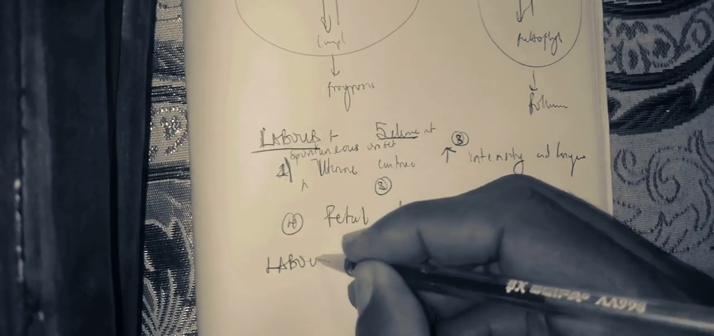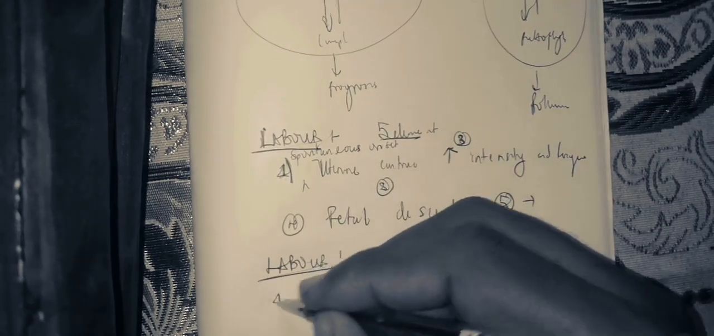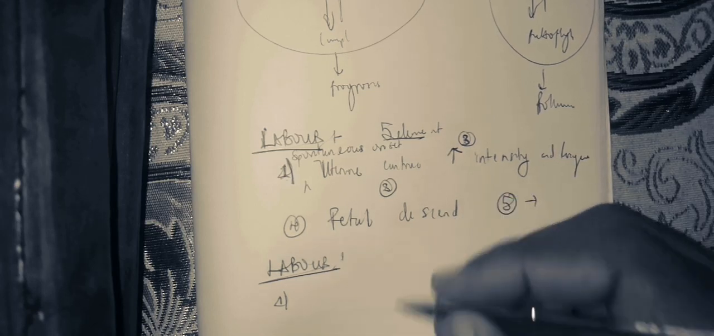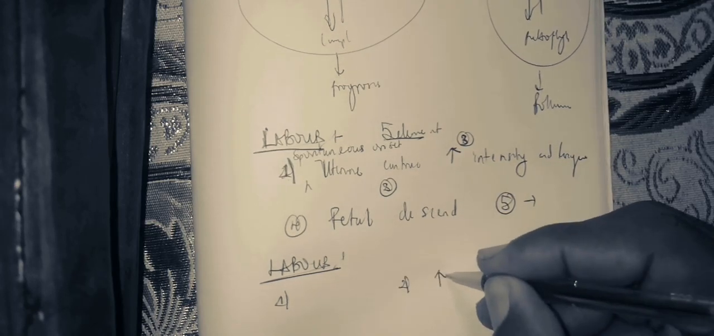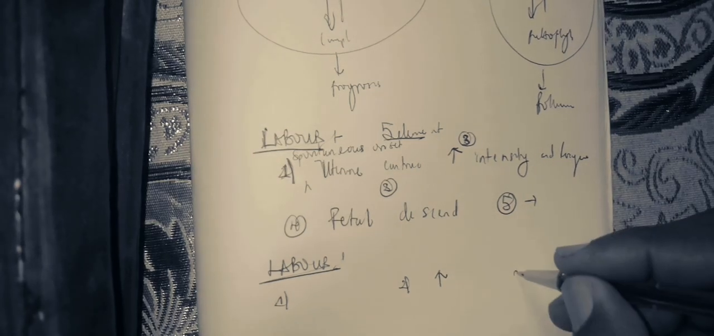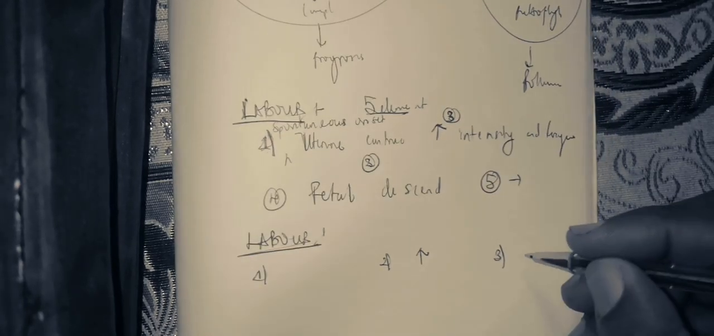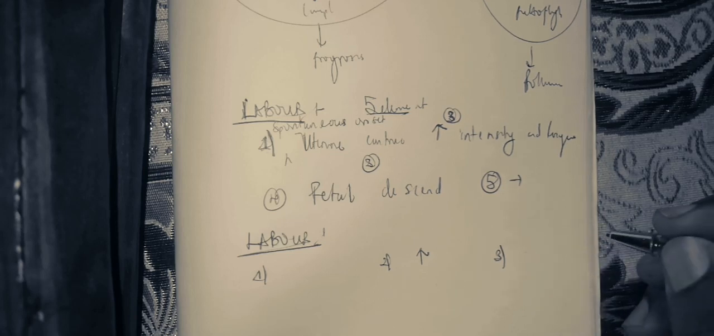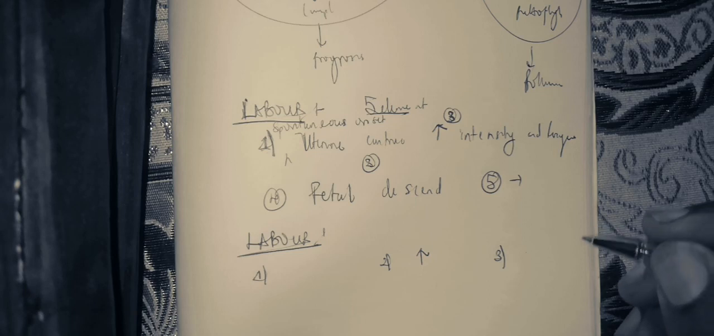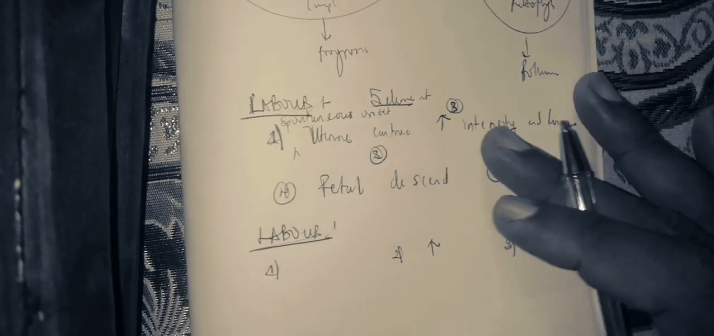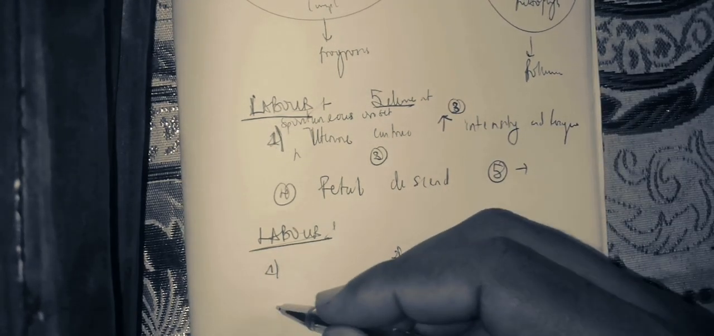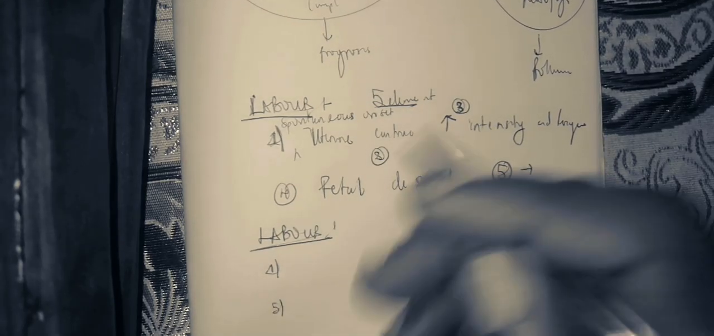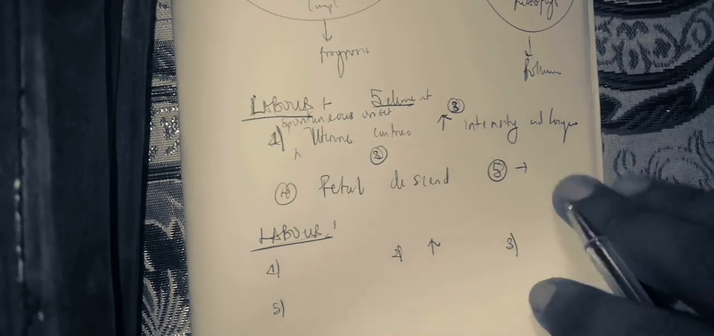So let's start again. Labor definition: we have the spontaneous onset of uterine contraction. That's the first point. Second point is of increasing intensity and frequency. The third point is with cervical changes such as cervical dilatation and effacement and fetal descent, all resulting to the expulsion of the product of conception. Those are the different 5 elements that you should put in the definition of labor.